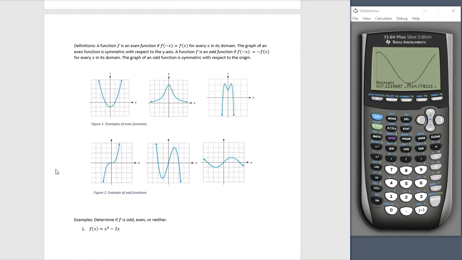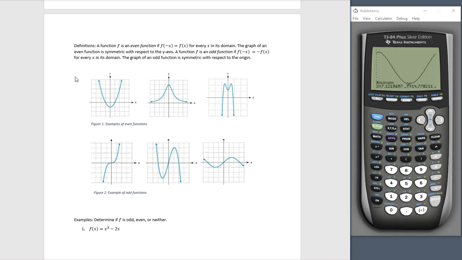Now we have some more definitions. A function f is an even function if f of negative x equals f of x for every x in its domain. So inputting a negative value is the same as inputting a positive value. The graph of an even function is symmetric with respect to the y-axis. A function f is an odd function if inputting a negative x results in a negative output, so a negative y value, for every x in its domain. The graph of an odd function is symmetric with respect to the origin.